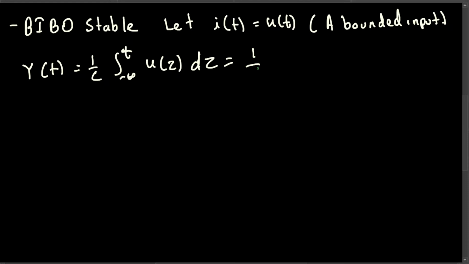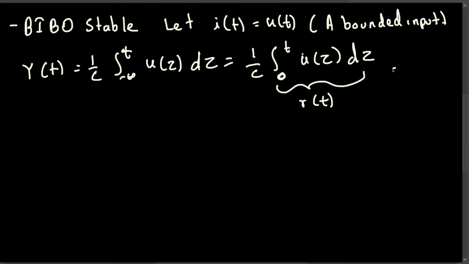And if I do that, 1 over c integration, and the unit step function starts from 0, so we don't need negative infinity and all that. So we can start from 0 right here to t of u of tau d tau. And if you integrate a unit step function, that is a ramp function, r of t. So 1 over c r of t will be the output. From this we can see that the ramp function doesn't have a bound. It grows without bound.